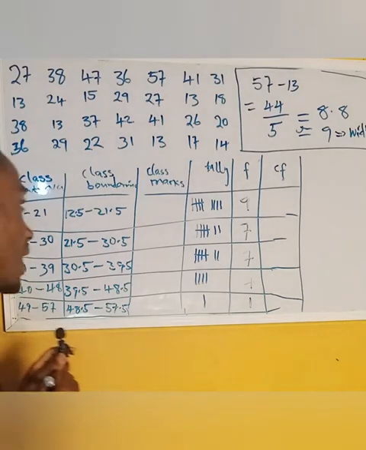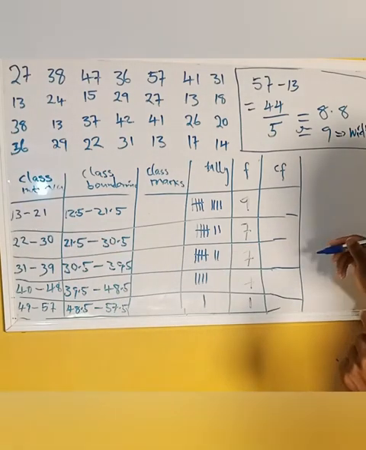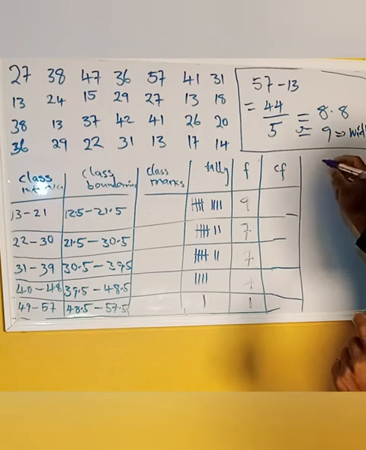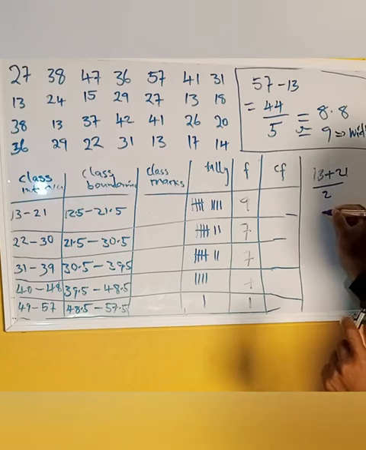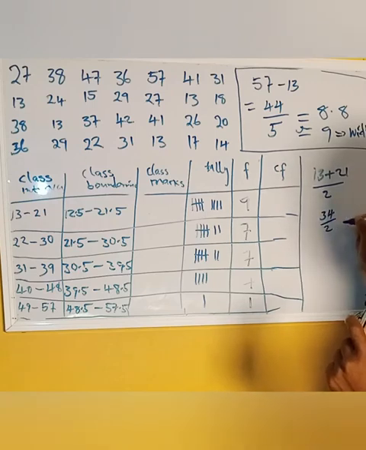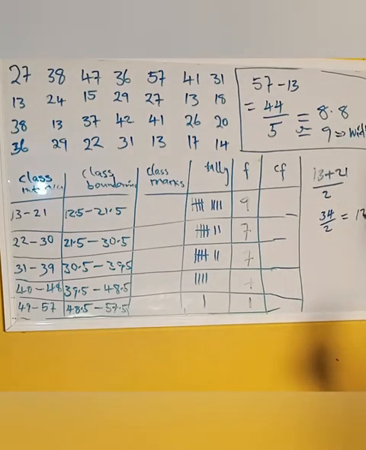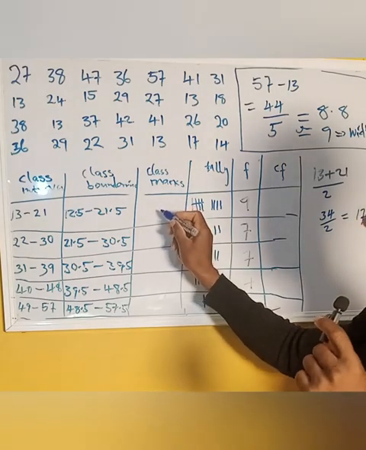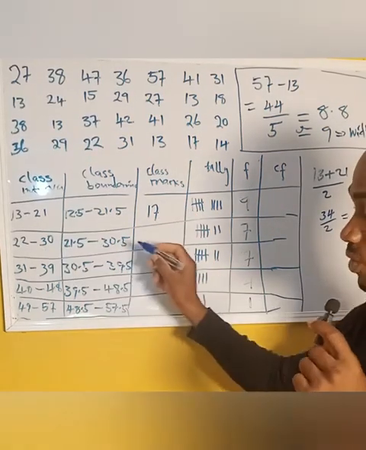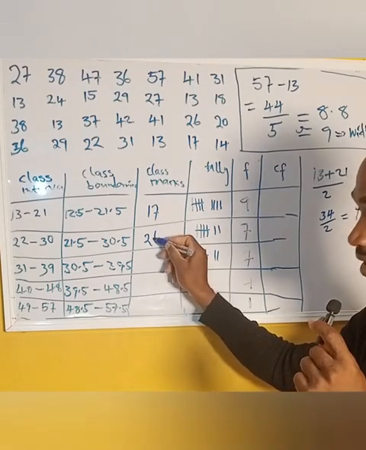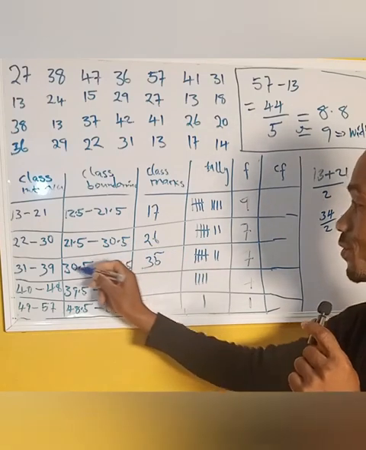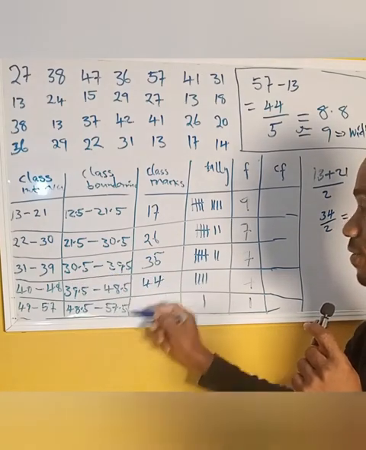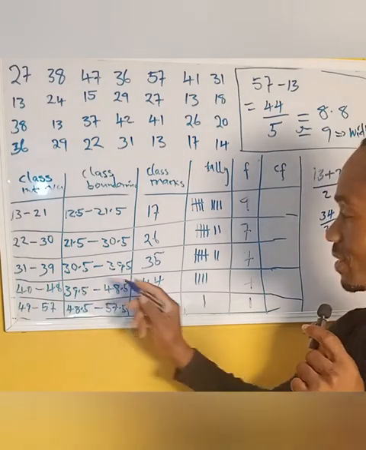How do you get your class mark? Class mark is just the average of your class interval. So you have 13 plus 21 divided by 2, and it is 34 divided by 2, which equals 17. So you put it here. If you do for this one, you have 26. For the next one, you have 35. For this one, you have 44. And for this one, you have 53.